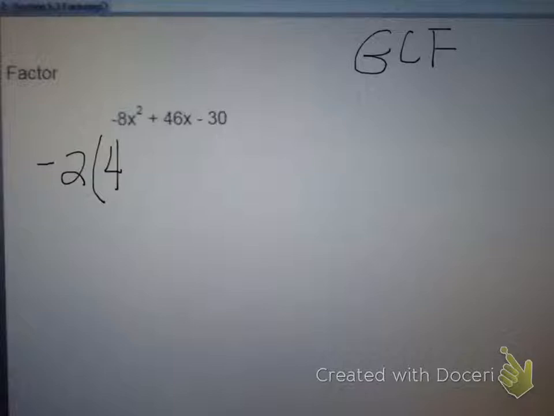And 2 goes into 8 4 times. 2 goes into positive 46, a negative 23. Remember, when you factor out a negative, you change the sign. And negative 2 goes into negative 30, positive. Don't forget your x.